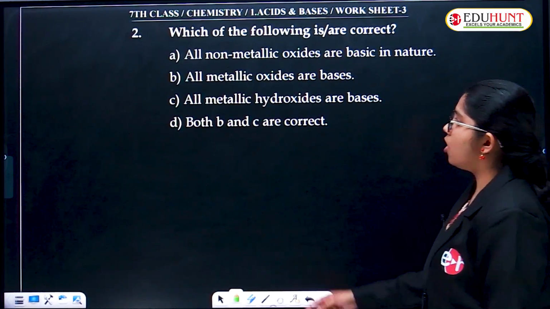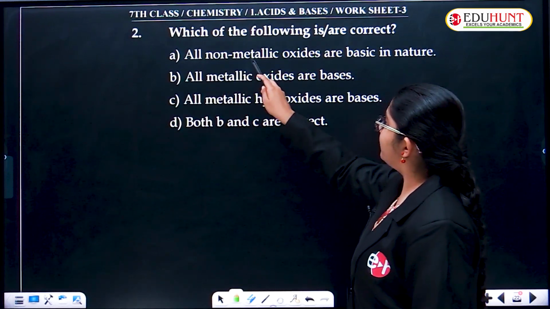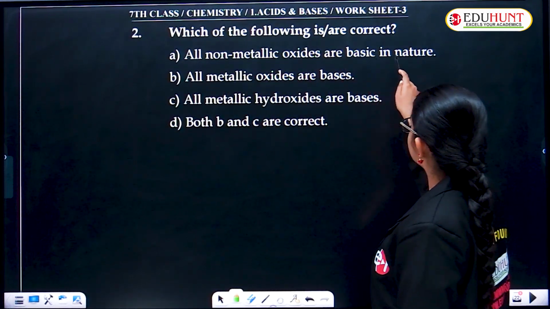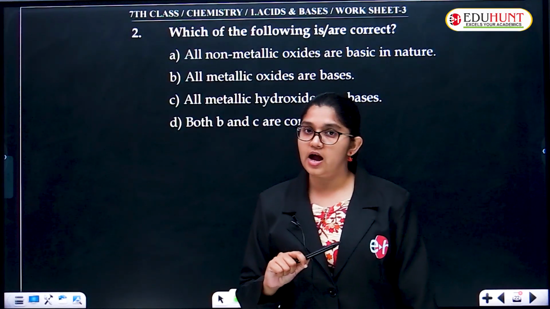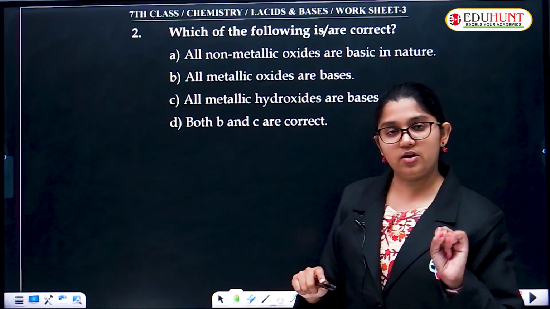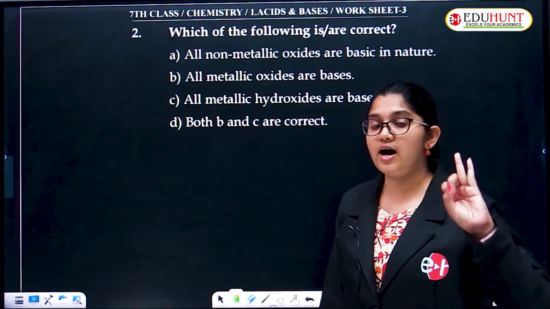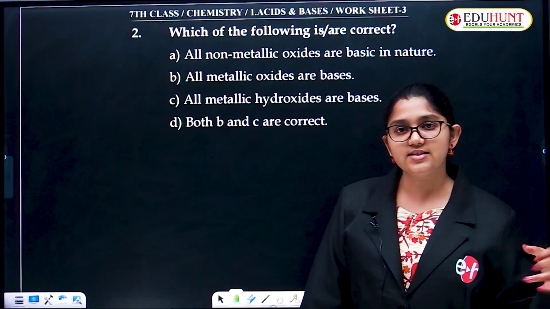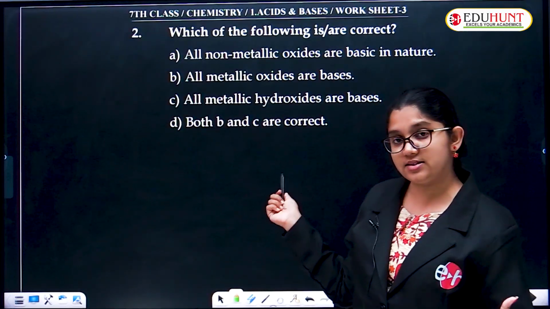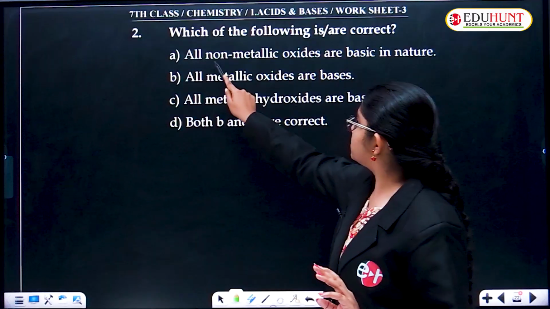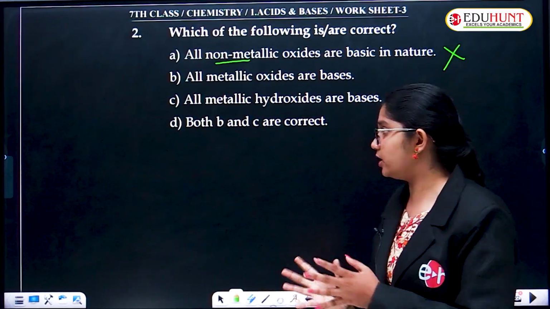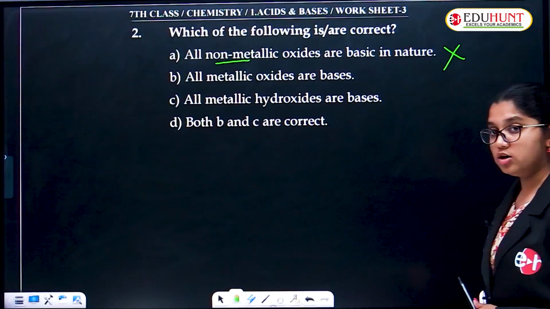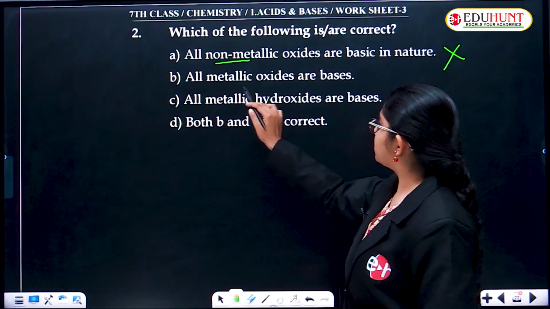Which of the following is or are correct? Option A, all non-metallic oxides are basic in nature. Children, did I say any term regarding non-metallic? I told you metallic oxides and gave examples, and metallic hydroxides and gave examples. Did I use any word called non-metallic? No, right? So this word is not included in the particular basis. So option A is wrong.